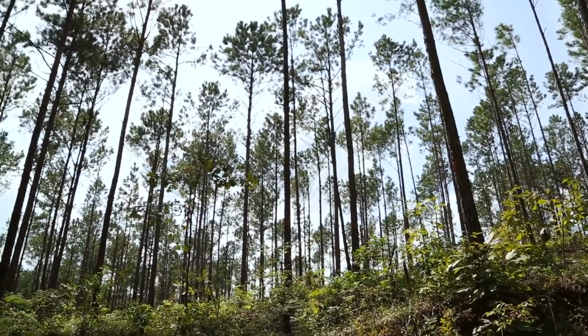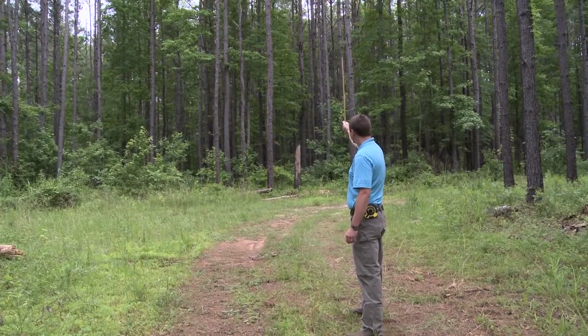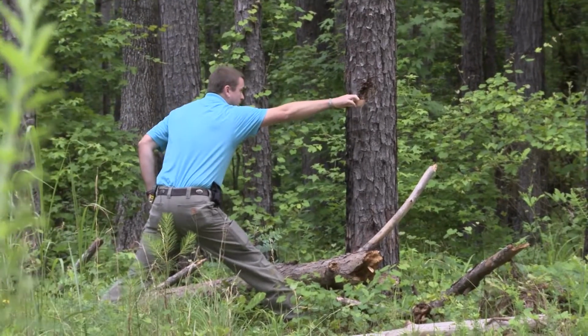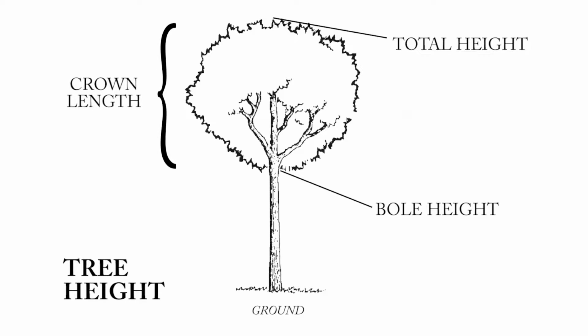Tree height, often measured using clinometers or hypsometers, is another important forest measurement. The point of a tree where height is measured depends on how the measurement will be used. Total height is the distance from the ground line to the highest point on the main stem. Bole height measures ground line to the base of the live crown. Crown length is the total tree height minus bole height.